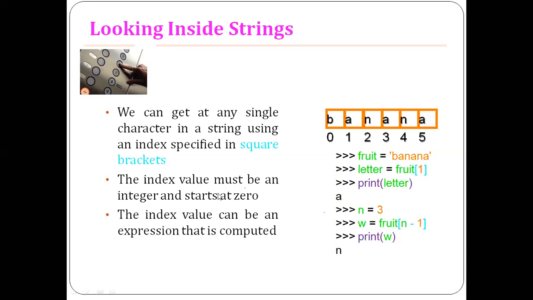As stated at first, the index value must be an integer and start at 0. Here is one example. In the first case, we specified a simple, absolute index. In the second case, we passed an expression to state the index value. So with the absolute index value specified, we got a as the output, and with the expression, we got n.